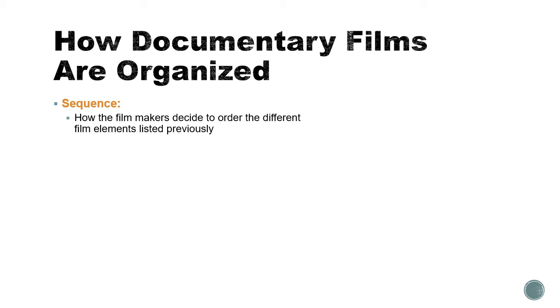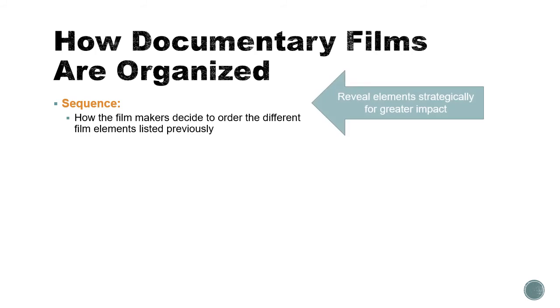So how do you decide to order the different film elements that I've just talked about? How do you decide to make sure that all of those are in there in a purposeful way? And you need to think about that. One thing to think about is revealing elements strategically for greater impact. So not telling us something too early or too late, but doing so at the right time. Associating an image with your narration at the right time. All of that is sequence type.